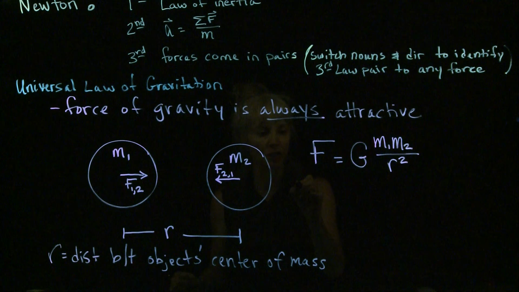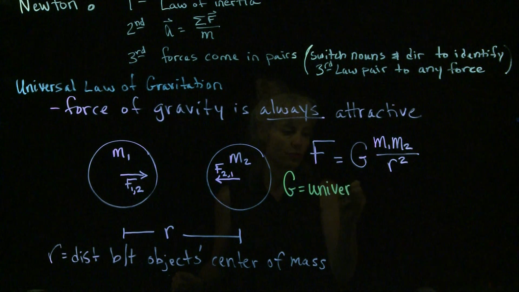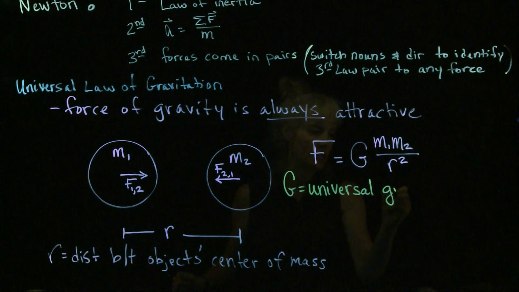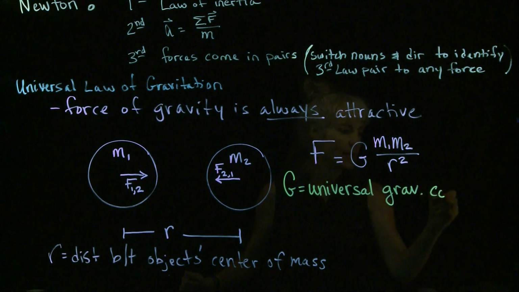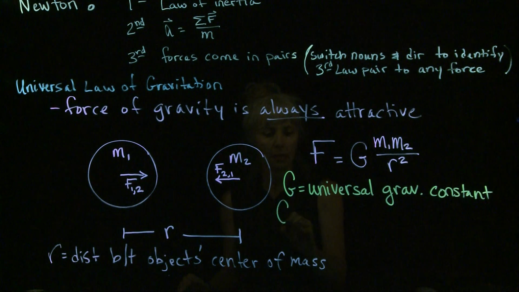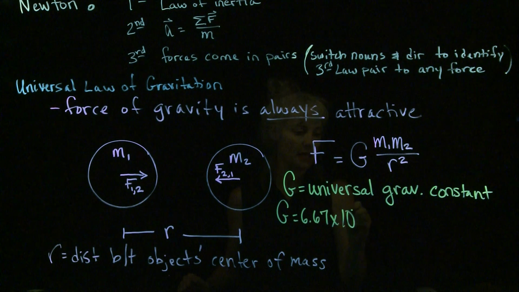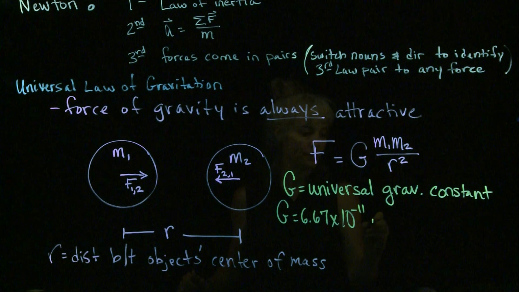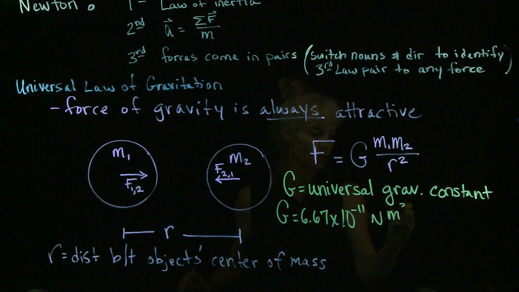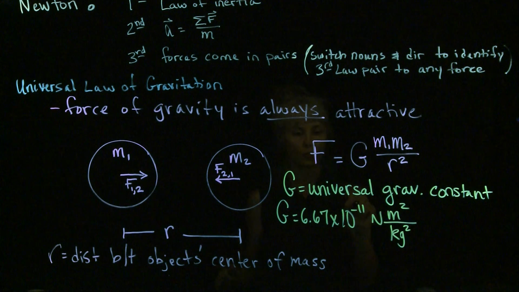Let's go ahead and define big G. Big G is known as the universal gravitational constant, and of course it's involved in all gravitational interactions. Big G is equal to 6.67 times 10 to the minus 11 newton meters squared per kilogram squared. So there is big G.